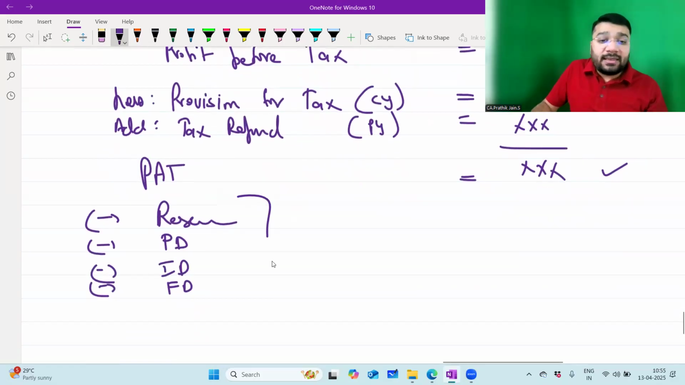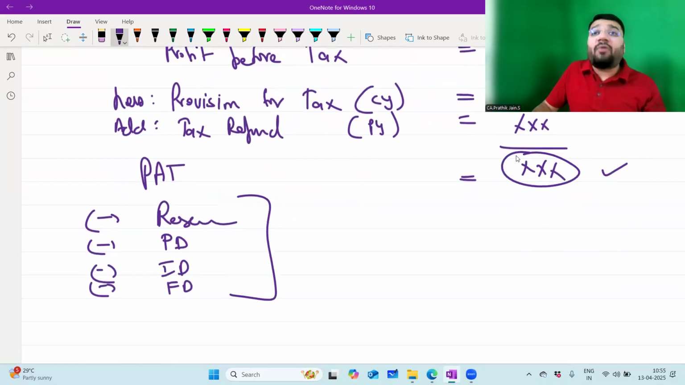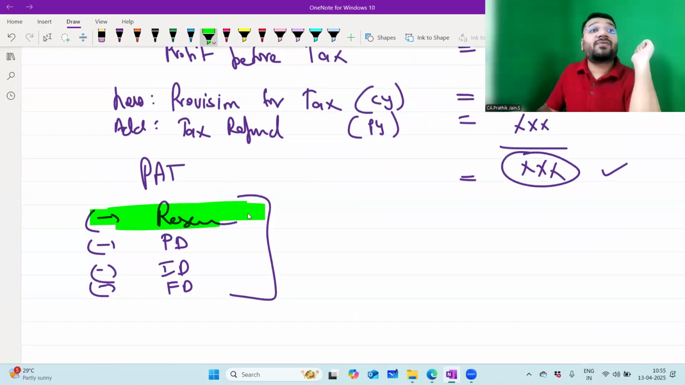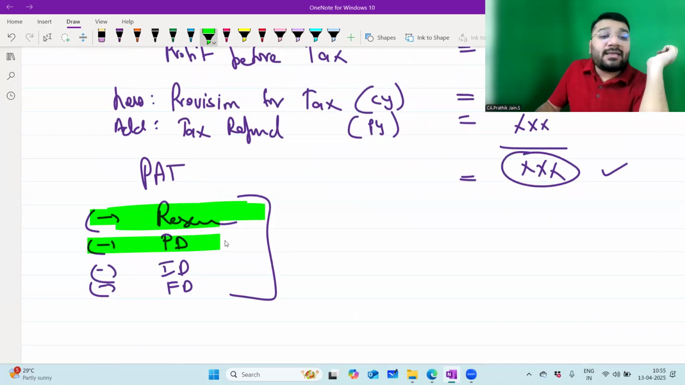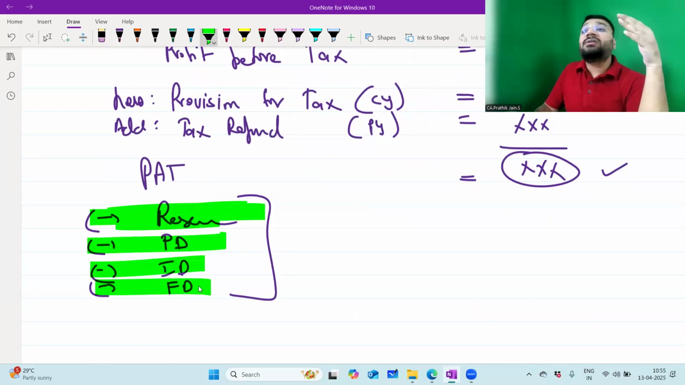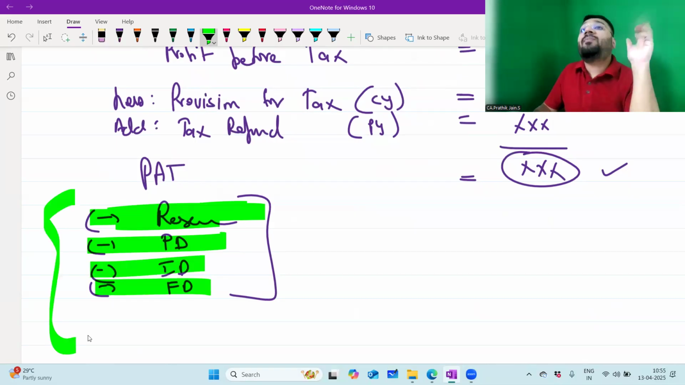So what is this? This is nothing but you are appropriating the profit. Appropriating means distributing the profit. From the profit, I'm transferring some portion to my savings. Savings in business means reserves. Some amount I'm giving as a distribution to the preference shareholders. Some amount I'm giving as a dividend to the equity shareholders. This is called appropriation of the profits.